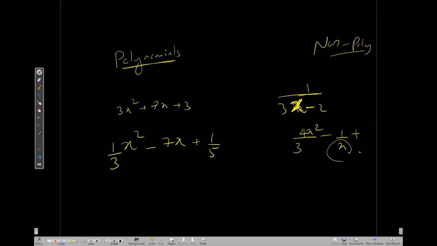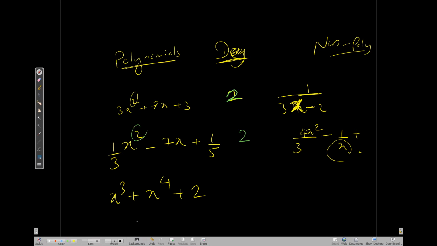And in these examples, let me write down one more example. x cubed plus x to the fourth plus 2. Now the first example, if it is a polynomial, we call something a degree. Degree means the highest power of the variable, 2. So degree is 2 in this one, and in the second one again 2. Third one, you have to be very careful here. Even though this is written in this order, the highest power is 4. So the degree is 4.